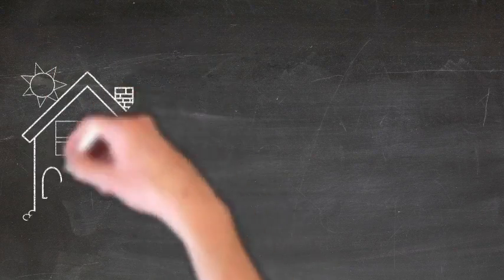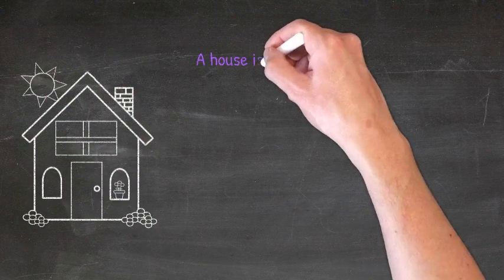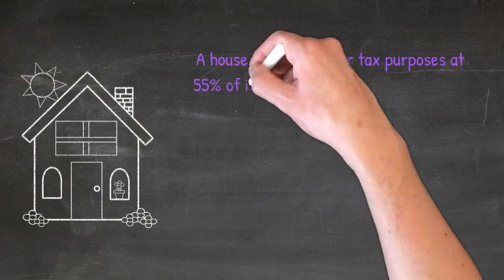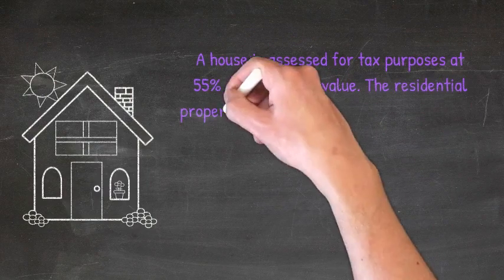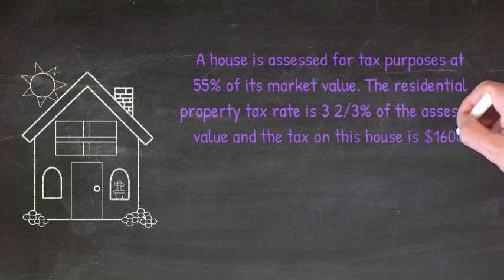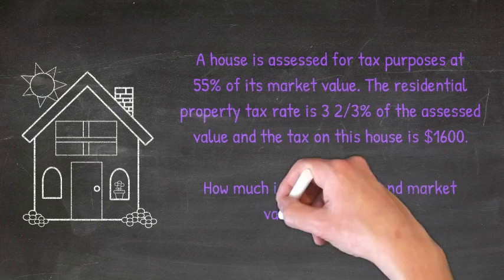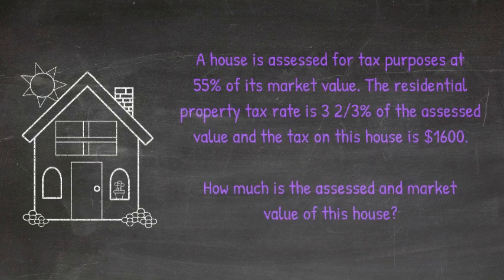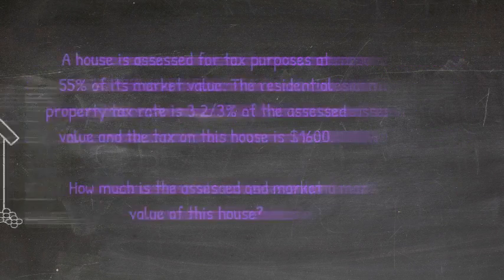A house is assessed for tax purposes at 55% of its market value. The residential property tax rate is 3 2/3% of the assessed value, and the tax on this house is $1,600. How much is the assessed and market value of this house?